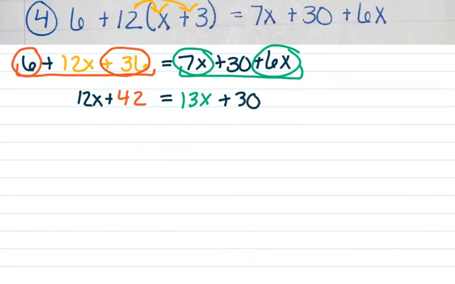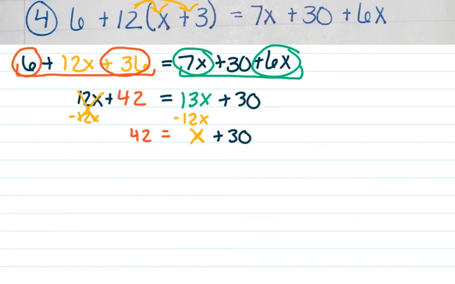Okay, now I want to put the variables together. So I'm going to do that by moving the smaller one. So my smaller one is 12x. It's positive, so I'm going to make it negative because I'm crossing that great wall of algebra. So those would cancel. So I get 42 equals, and this is going to give me 1x plus 30. Now, if you need to write the 1 there, that's fine. But it's going to be easier if you don't, because remember, 1x and x are the same thing. So that saves us a step.